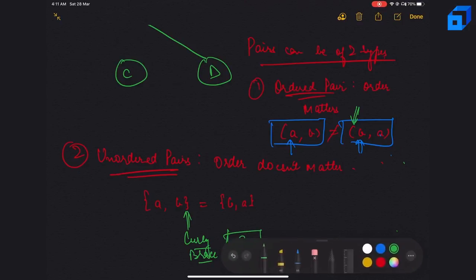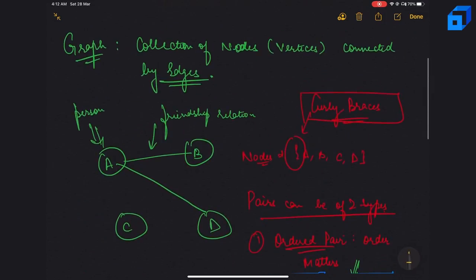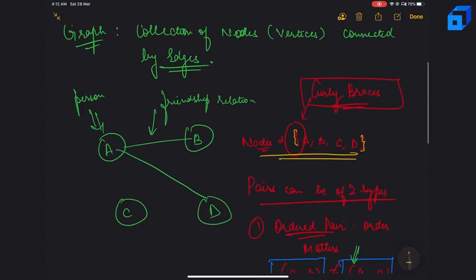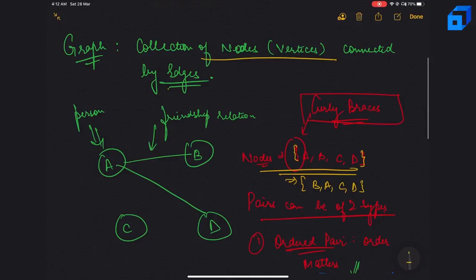Let us go back to our definition. We said that a graph is a collection of nodes. As I have represented the nodes by a set, or by curly braces, this means the order of nodes doesn't really matter. You could have written this as {B, A, C, D} as well. Okay. So graph is a collection of nodes and edges.